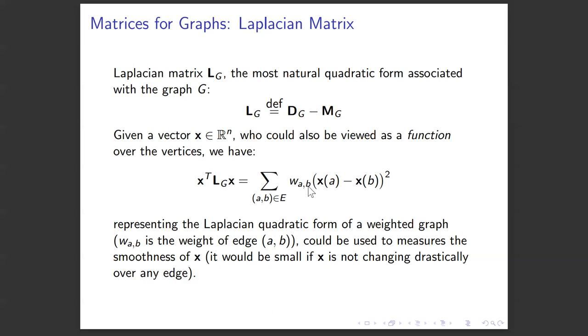What it means is that it tries to measure how smooth this graph is. If node A and node B are connected, we check if their distance is close enough. If it's very close, this quadratic form will be very small and your graph is very smooth. Okay, that's a key point here.